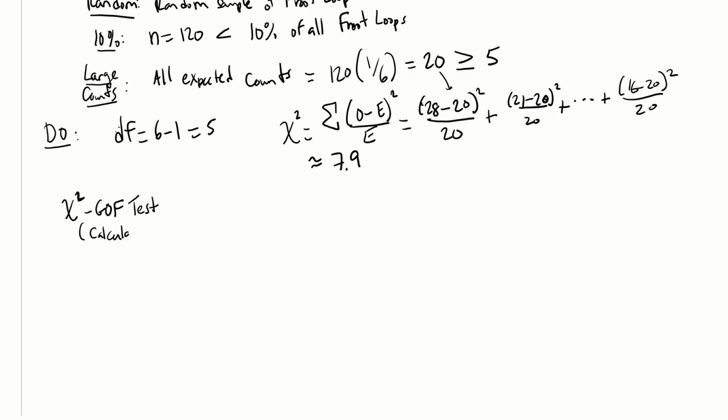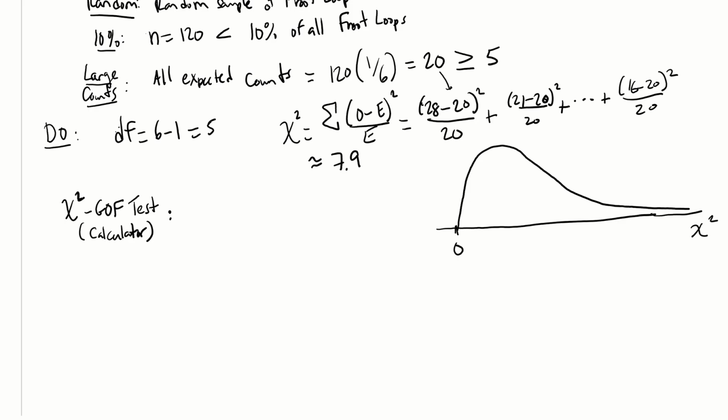Calculator. We can do that in a second, but first, before we do that, I'm going to draw the curve. This curve starts out at 0. This is the chi-square value here, the chi-squared axis, and we have df equals 5 for this graph.